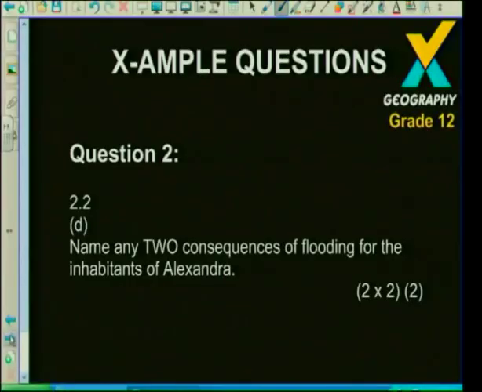2.2d. Name any 2 consequences of flooding for the inhabitants of Alexandra. Now, first and foremost, in the article it mentioned, let's just go back so that I can point it out.